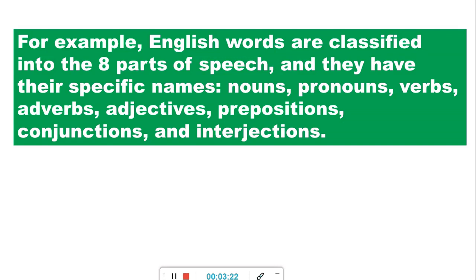Now, for example, English words are classified into 8 parts of speech. That's going by the traditional classification. 8 traditional parts of speech, and they have their specific names, which are as follows: nouns, pronouns, verbs, adverbs, adjectives, prepositions, conjunctions, and interjections. Now, these are the various word classes, or what traditionally are known as the parts of speech.